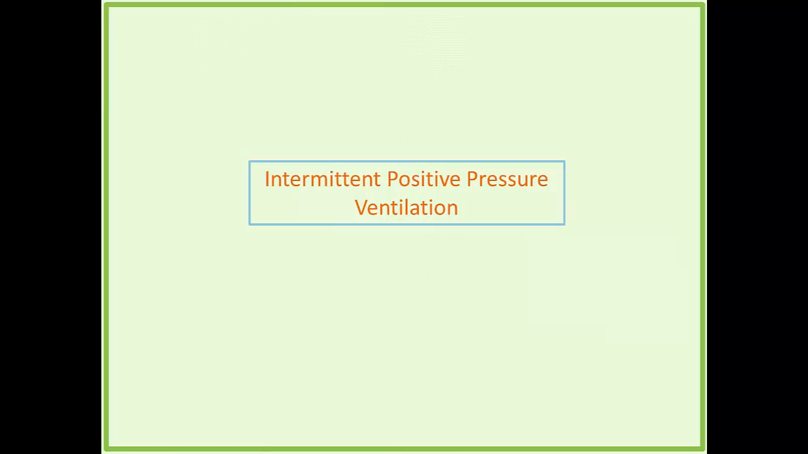And that was it for part D. And now we're going to move on to intermittent positive pressure ventilation, which, as you can already guess, is the addition of increased lung volume to the increased intrathoracic pressure physiology that we just talked about.